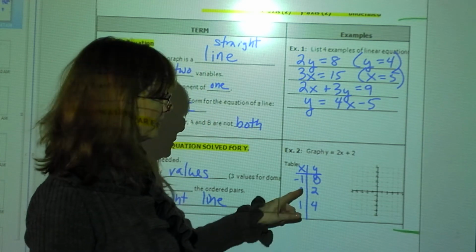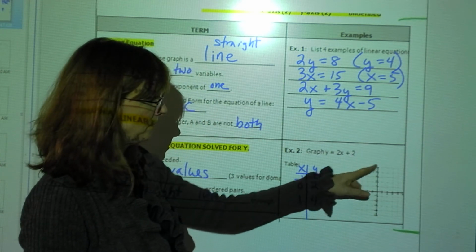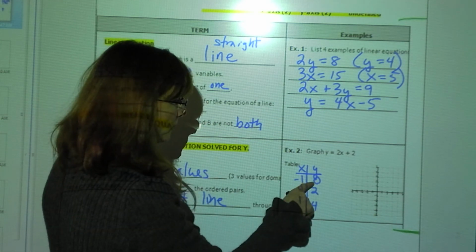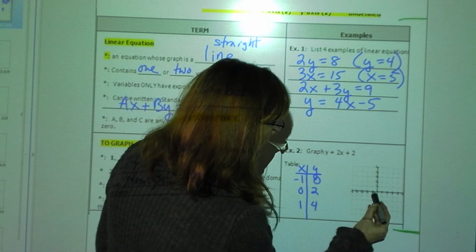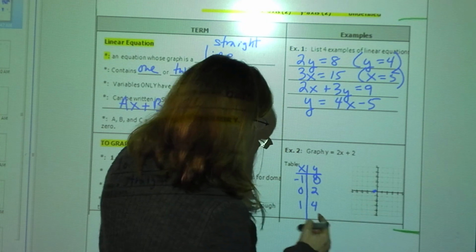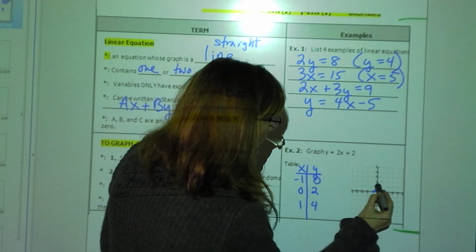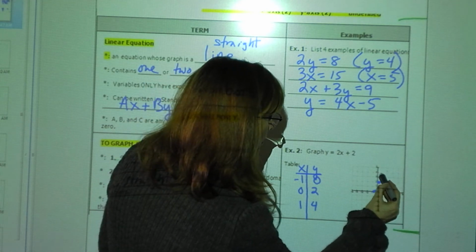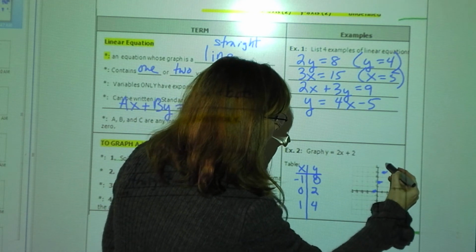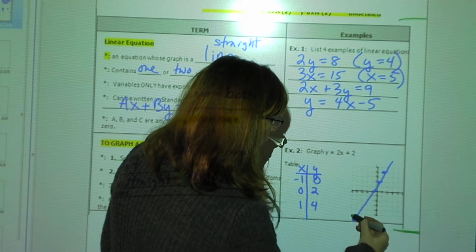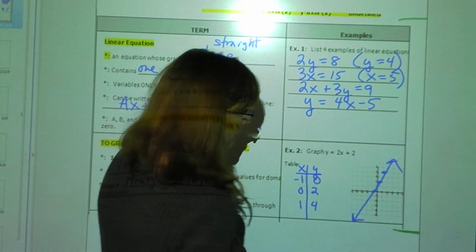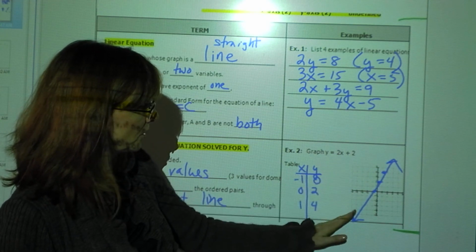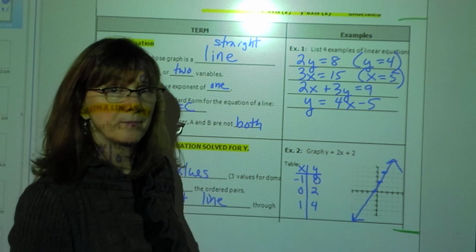So now I'm going to take these 3 points and graph them on my coordinate plane. That's what we mean when we say we're going to plot those points. So (-1, 0) would be right on the x-axis. (0, 2) would be on the y-axis. (1, 4). Okay, so then you're going to connect those points and you'll have a straight line. And notice it has a positive slope. Your slope is 2, so your line's going to be tilted upward.